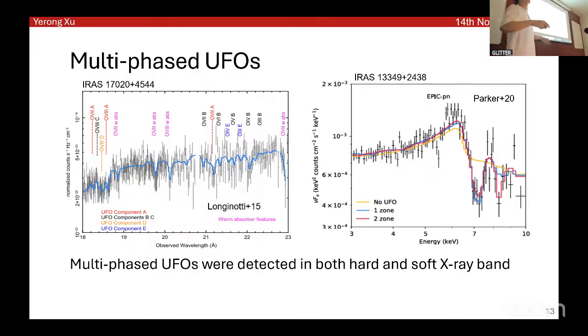Another property of UFOs that makes the studies more complex is the multi-band behavior. Here are two examples showing multi-band UFOs detected in the soft and hard X-ray bands, suggesting that UFOs have intricate structure, making our theoretical predictions and observational interpretations more complex. So that's all the properties and behaviors I would like to present to you today.